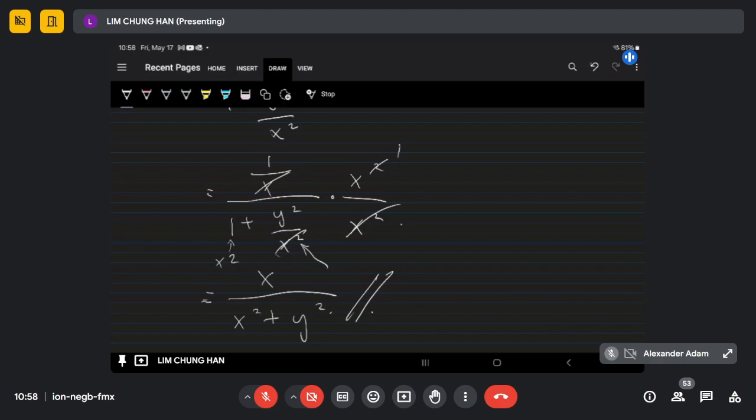So basically what I did, let me use a different color. So what I did was x squared. This is x. So what I did was I introduced x squared over x squared. I multiply this in there, I multiply this in there, I multiply this in there. That's basically what I did.